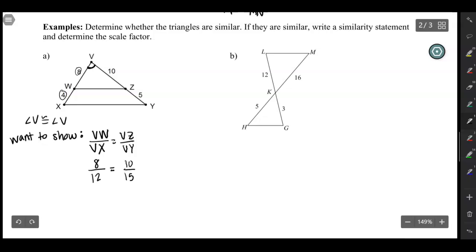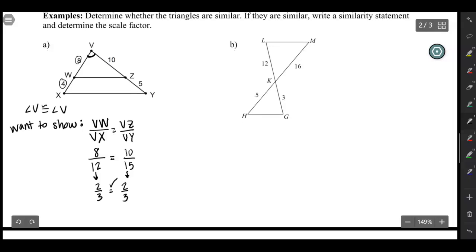Okay, so what I'm going to do is I'm just going to simplify both sides of these fractions. So 8 over 12, if I divide the top and the bottom by 4, I'm going to get 2/3. And then 10 divided by 15, if I divide the top and the bottom by 5, I'm going to get 2/3. So these two are actually equal. So I showed what I wanted to show, which means that I can make a conclusion. I can say that triangle VZW is similar to triangle VYX by the side angle side theorem.